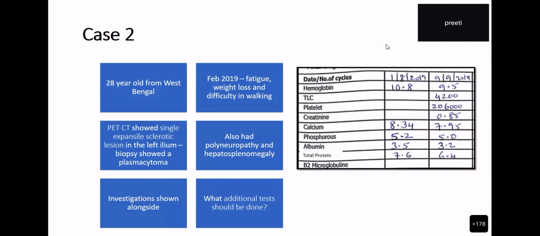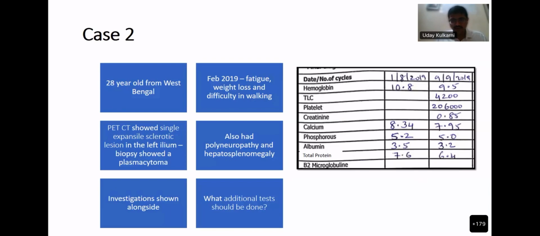Okay, so the second case. Dr. Yashika Sharma, would you like to read out the case? Yes, sir. A 28-year-old from West Bengal complained of fatigue, weight loss, and difficulty in walking. The PET scan showed a single expansile sclerotic lesion in the left ileum, and the biopsy showed plasmacytoma. He also had polyneuropathy and hepatosplenomegaly. The investigations are given. So what additional tests should be performed?